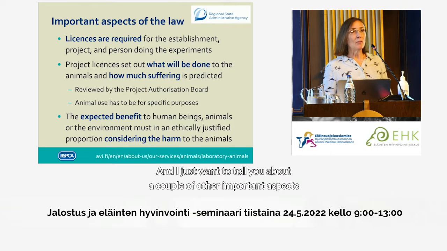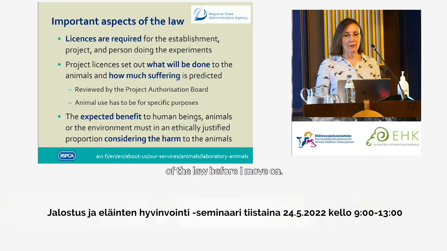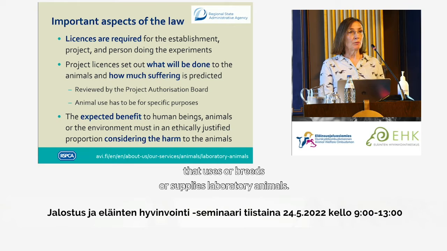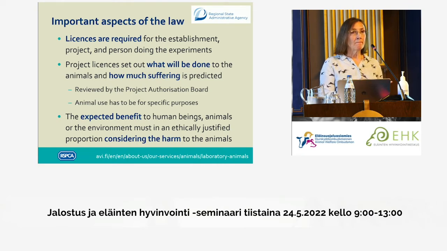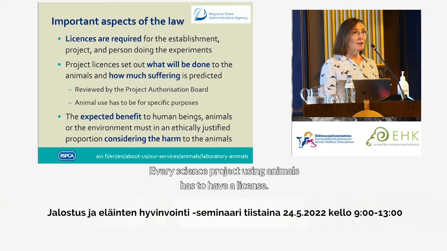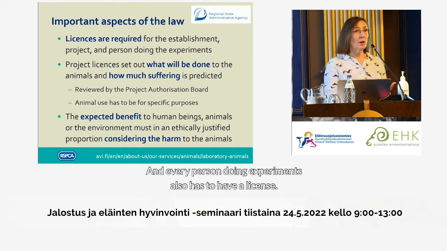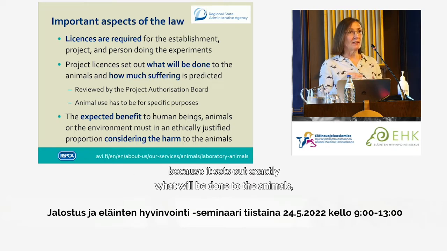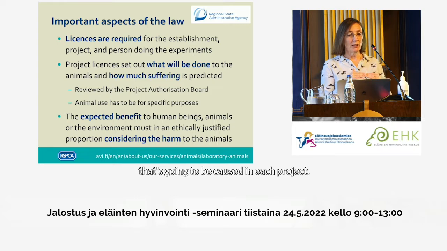And I just want to tell you about a couple of other important aspects of the law before I move on. So there has to be a license required for every establishment that uses or breeds or supplies laboratory animals. Every science project using animals has to have a license, and every person doing experiments also has to have a license. And the project license is really important because it sets out exactly what will be done to the animals, how much suffering is caused, and it limits the amount of suffering that's going to be caused in each project.